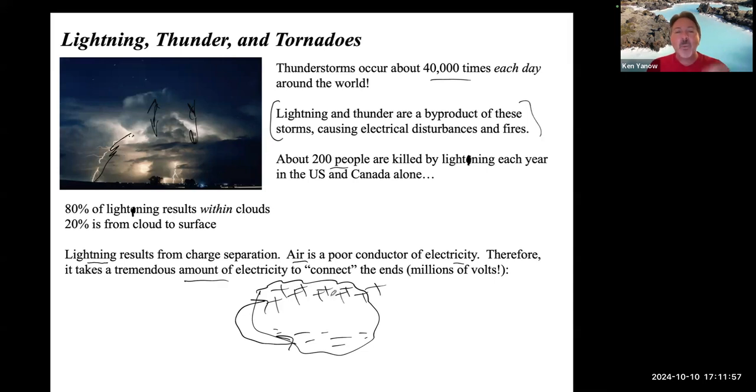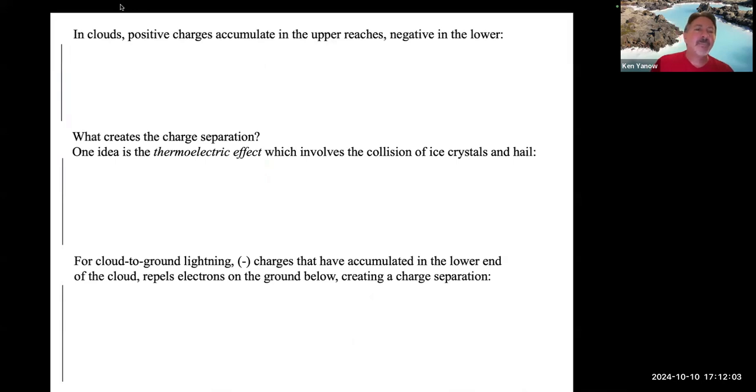The question becomes, what creates this charge separation? So very quickly, let's talk about that. One idea, here we go. Let me put this up here. So in our clouds, here's our cloud. You're going to have positive charges accumulating in the upper reaches. You're going to have negative accumulating in the lower reaches. What creates the charge separation? Well, one idea is called the thermoelectric effect. And the thermoelectric effect is going to involve ice crystals, hail, and even water droplets. So let's take a look at how this works.